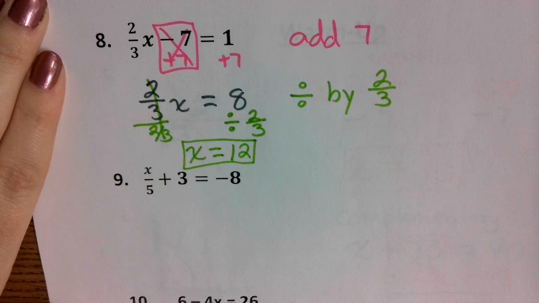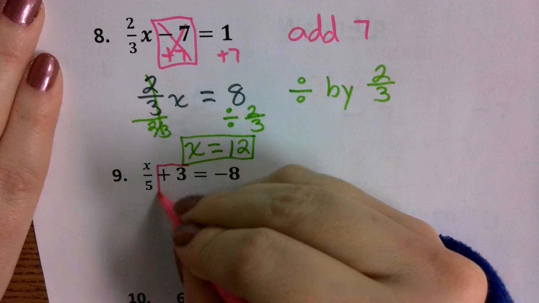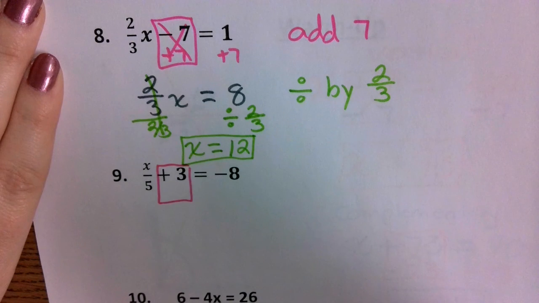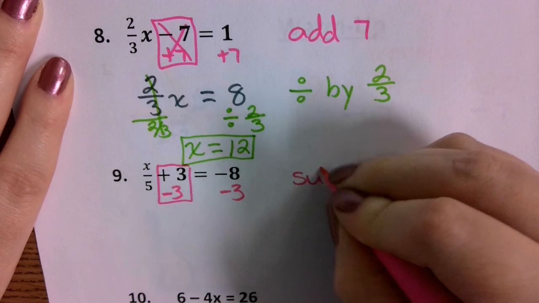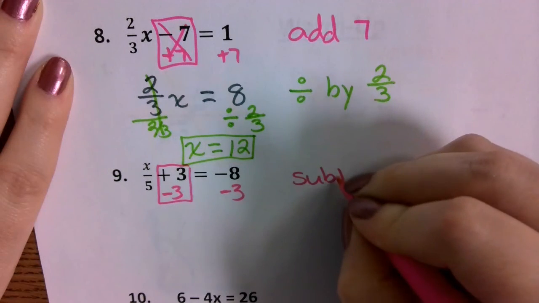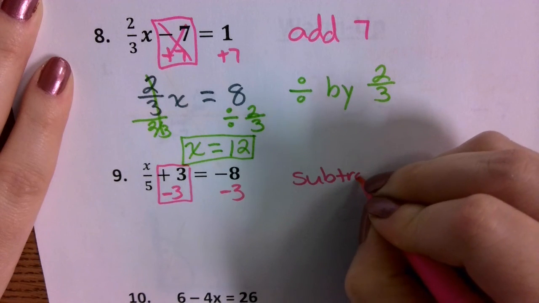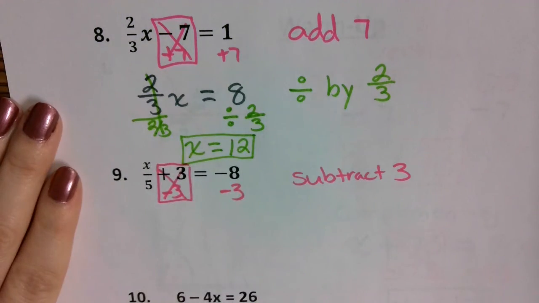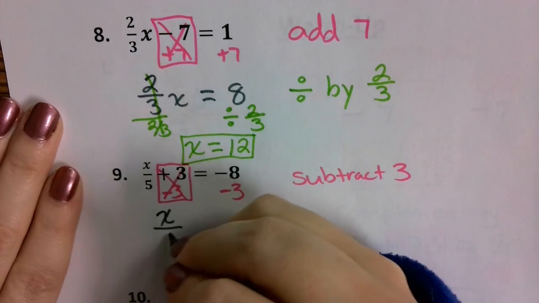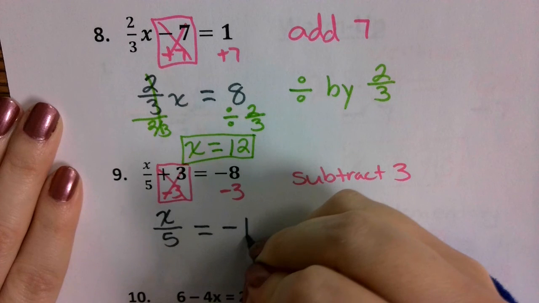Problem number 9. Here's my constant. My constant is a positive 3. The only way to get rid of it is to subtract 3 from both sides. Those 3's are going to get canceled out. I'm left with x over 5 is now equal to a negative 11.